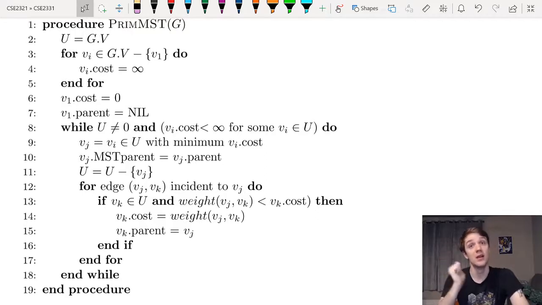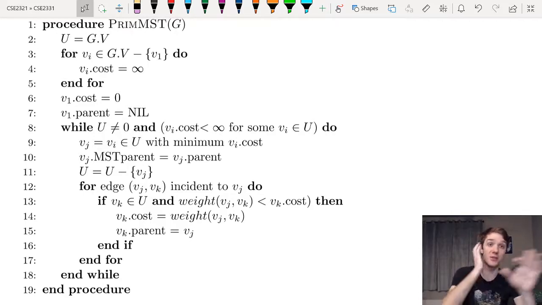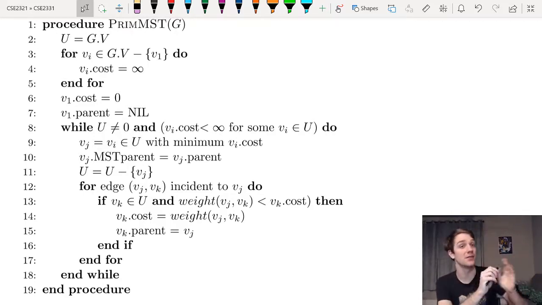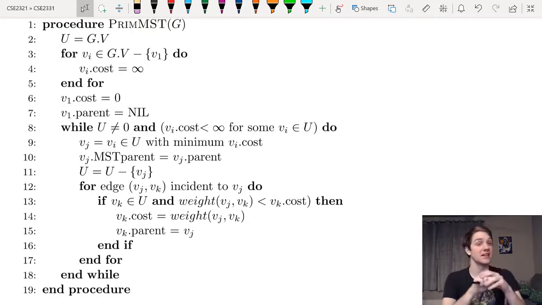Then, while there are still nodes to be added, and there is something that has a cost less than infinity, so it's still reachable. If every single node had a cost of infinity, then nothing is reachable via this algorithm. So if we had a disconnected graph, the way we're going to say it's disconnected here is if there's a cost of infinity and no more new nodes to add as a result. So we're going to choose v sub j, just like we did last time, as the one that has the minimum cost.